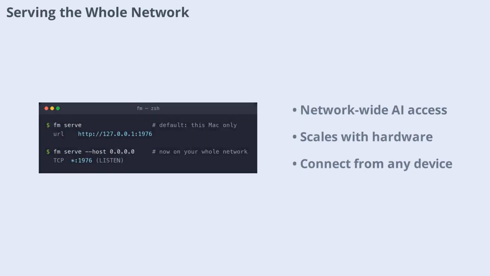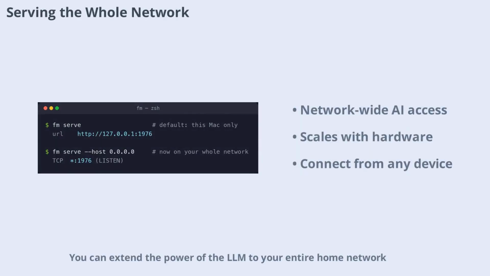You can extend the power of the LLM to your entire home network. By changing the server's host setting, any device on your Wi-Fi can access the AI model running on your Mac. This is especially useful if you have a powerful Mac Mini or Mac Studio, as the model scales up with better hardware. Your iPhone or other devices can connect through simple shortcuts or compatible apps, making advanced AI accessible everywhere at home.